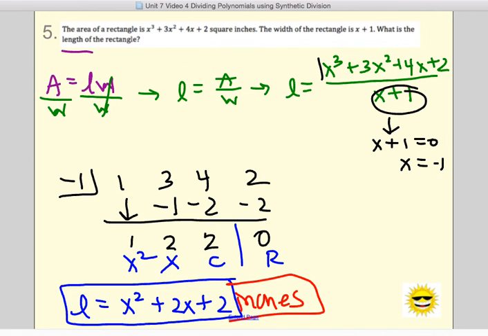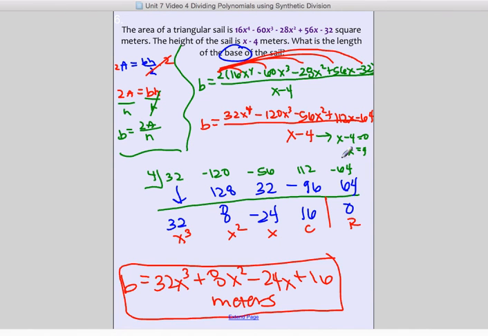All right. That is it for Unit 7, Video 4. If you have any questions on synthetic, please let me know. You will find that you probably can do synthetic a bit quicker than long division, but if you like long division more, that's fine. It's your preference which one you like. But if you have questions on either one, please come and ask. Otherwise, have a nice day.